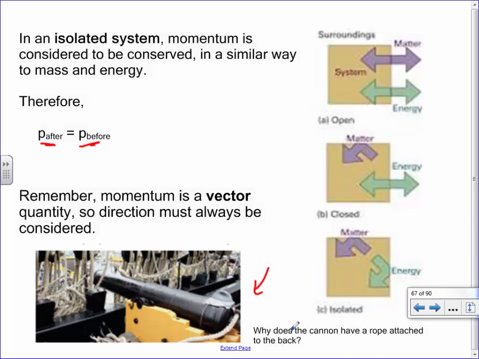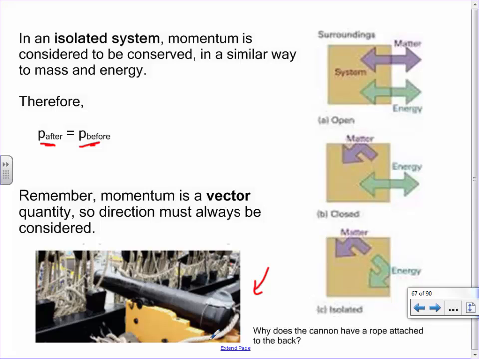I threw this in my physics 30s. There's a picture here of a cannon, a super old one, like the pirates used to shoot ships. There's a rope. Why do we need a rope? It's not the fuse for the cannon. What happens when you shoot the cannon? Well, the cannonball goes this way.